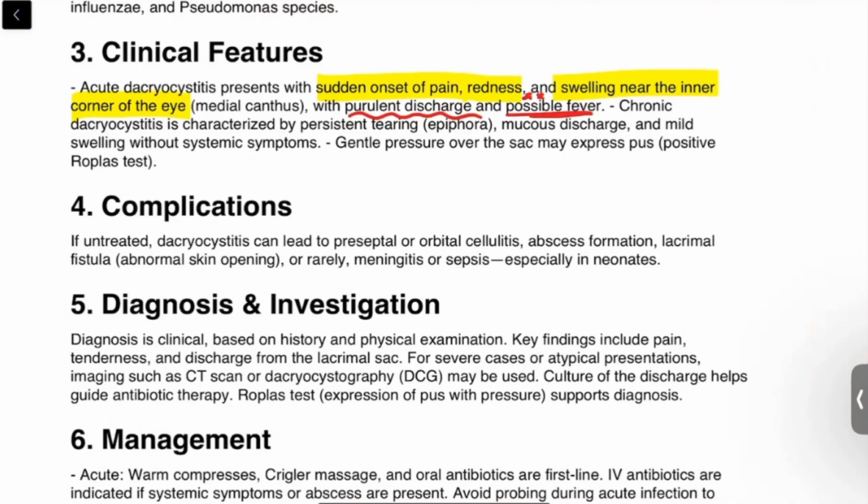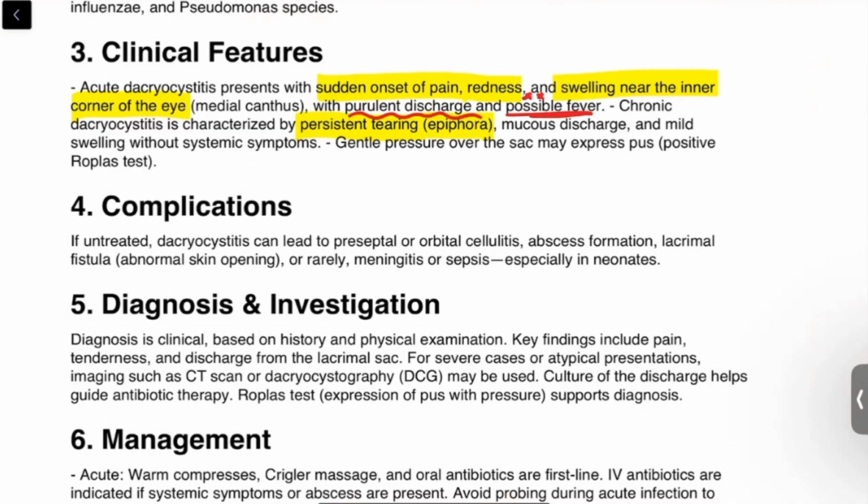Whereas chronic dacryocystitis is characterized by persistent epiphora, that is increased secretion of tears, because the normal drainage pathway is blocked. So now the eye, or by nature our body, will look for another pathway through which it can excrete tears, and that is through shedding of tears, which is called epiphora.